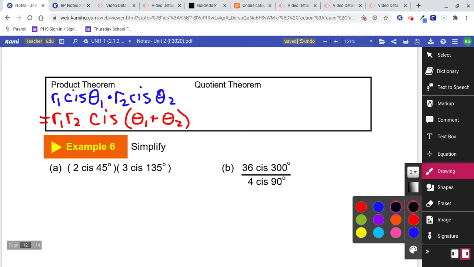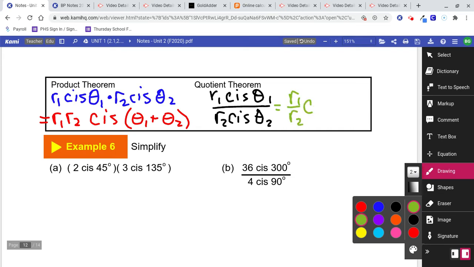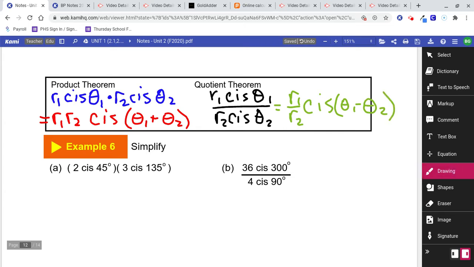If you divide r1 cis theta 1 by r2 cis theta 2, you could probably guess what's going to happen. You're going to divide the two r numbers and you're going to subtract the two theta numbers. So very simple if we're in polar. So check it out. Example 6 has one of each.